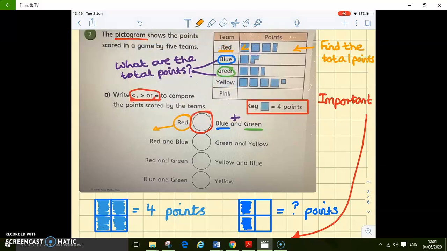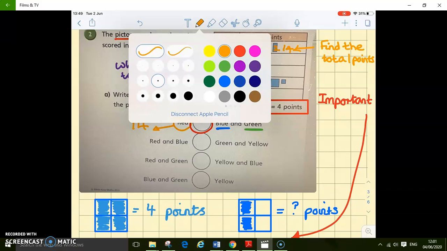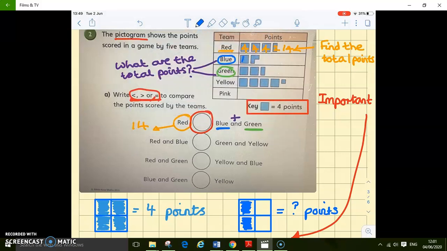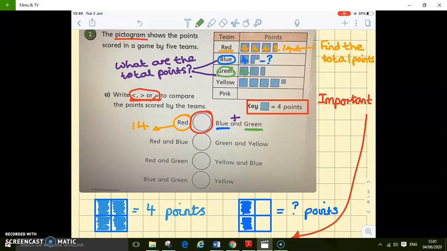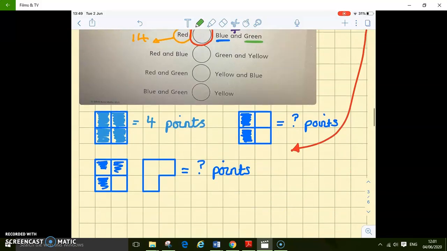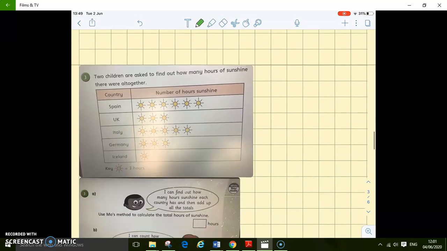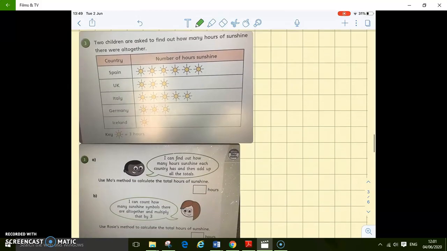So the red team, I know that whole square is 4. I've got another one, that's 3 lots of 4, add 2 more. So 3 lots of 4 is 12, add 2 more is 14. I'm using my times table knowledge there. 3 times 4 is 12, add 2 more is 14. Now the blue one, well, I've got a whole square and I've got that really odd shape there. So I'm going to have to think about that. But I know the green, I know 2 times 4 is 8 and 2 more is 10. Then I'm going to have to think about that. So have a go at that and finish the rest of those off.